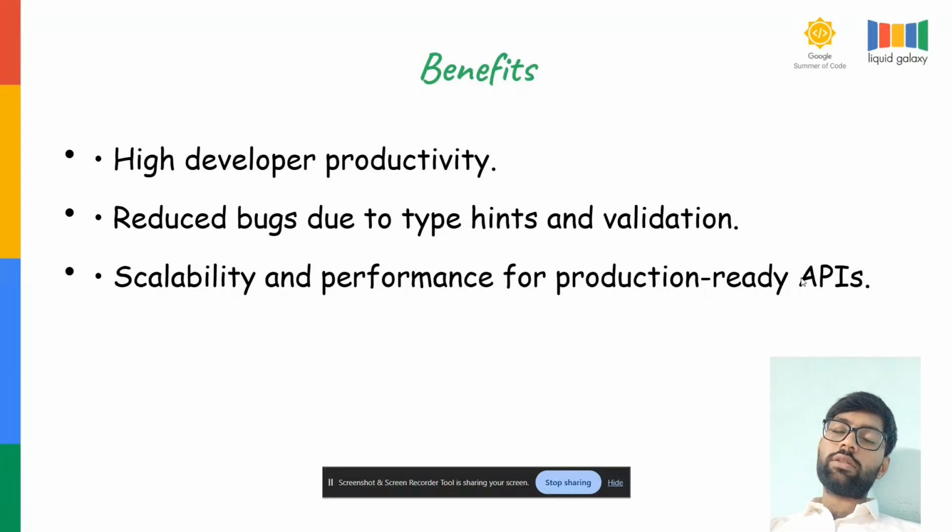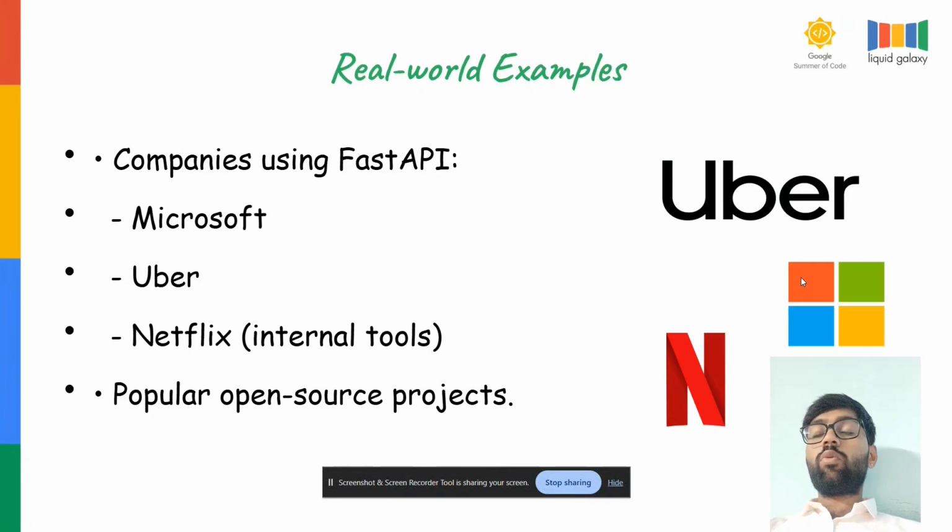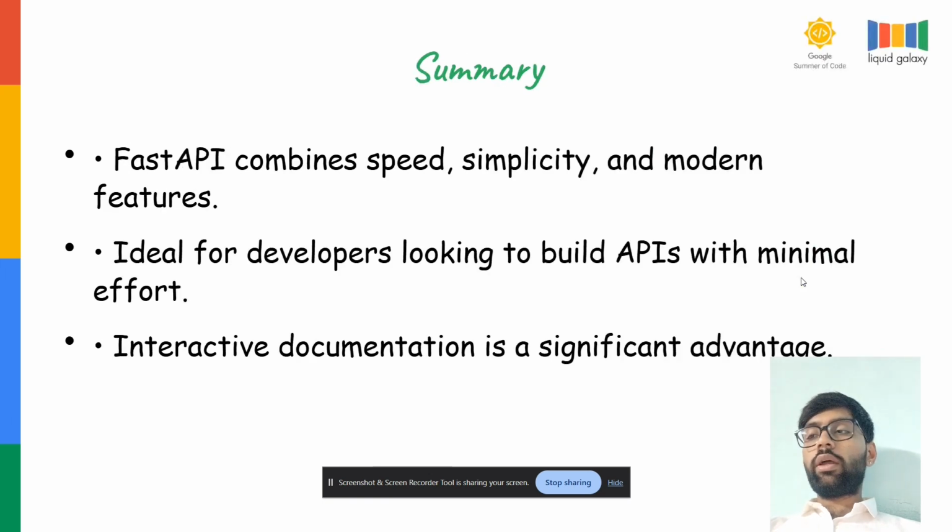It scales performance and production rate. What are the real-world examples? Some of the real-world examples are Microsoft, Uber, Netflix, and popular open source projects that use FastAPI. At the end, the summary is that FastAPI combines speed, simplicity, and modern features, ideal for developers looking to build APIs efficiently.